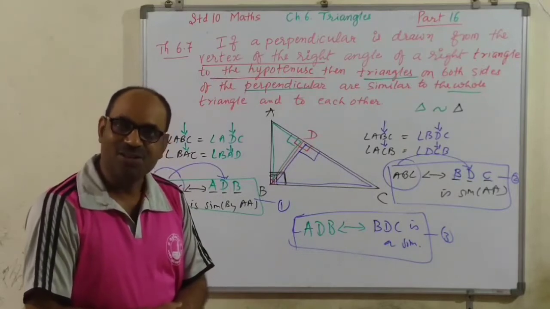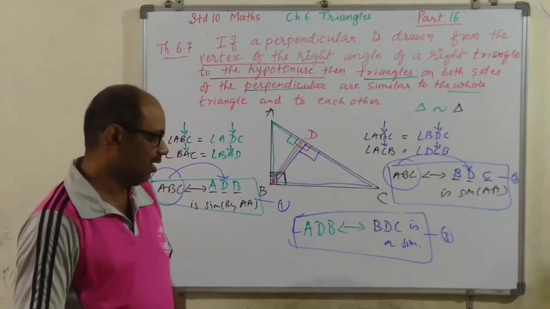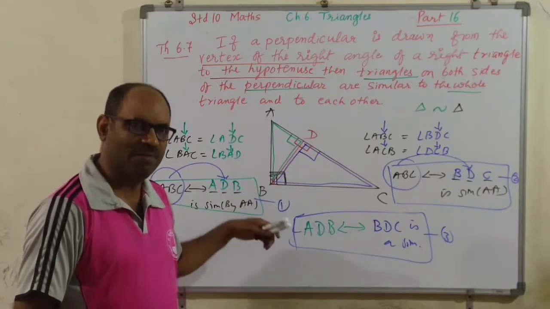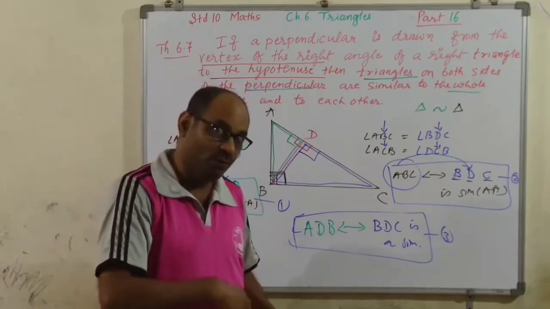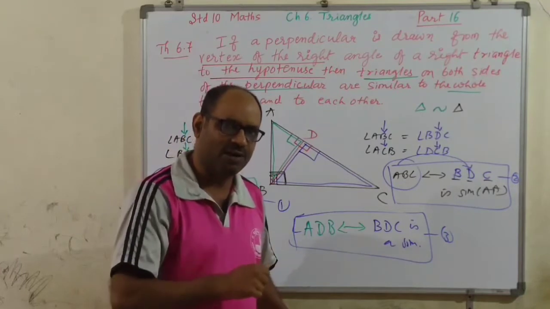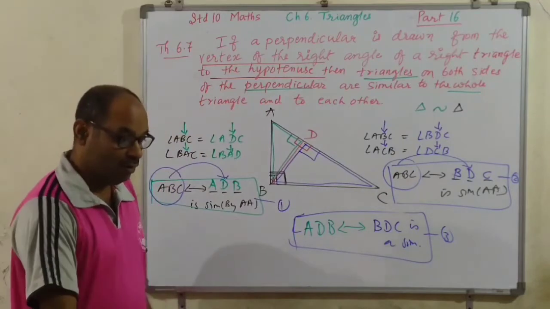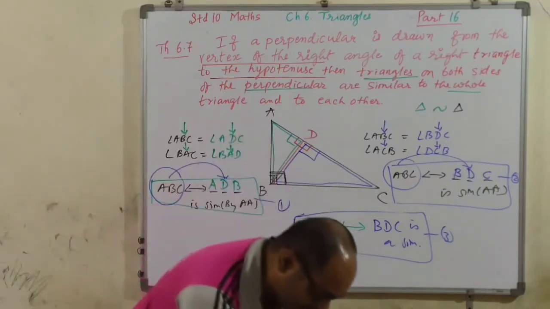Got it, children? Sure? Understood? Okay. The proof is not given in the textbook, but I have explained it and I have done it before. Okay? I think in the first or second session. Okay? Fine. Now, from this I get one more result, children.